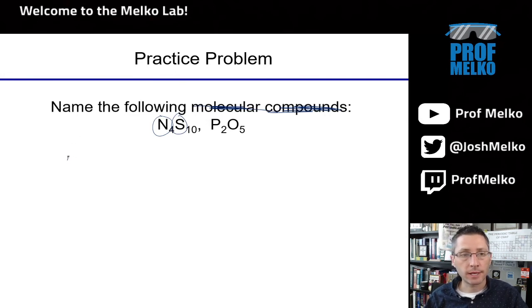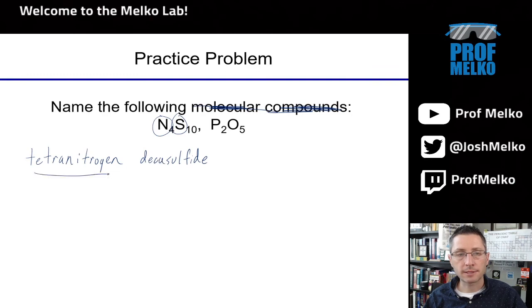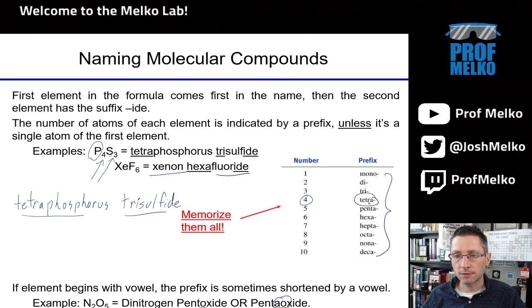So here for the first one, N is nitrogen, S is sulfur, but that becomes sulfide. And then I apply the prefixes. If it was just 1 nitrogen, I wouldn't add mono. But if it's 2 through 10, I add the prefix. Here it's a 4, so that is tetra. The prefix for 10 is deca, so this compound is tetranitrogen decasulfide. Right? 4 is tetra, 10 is deca.